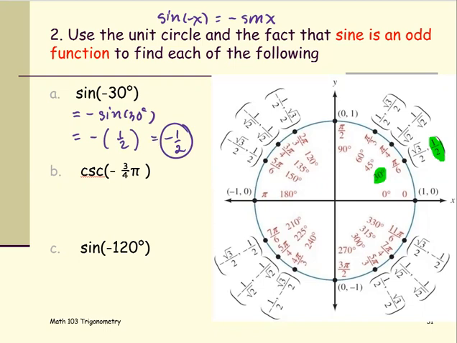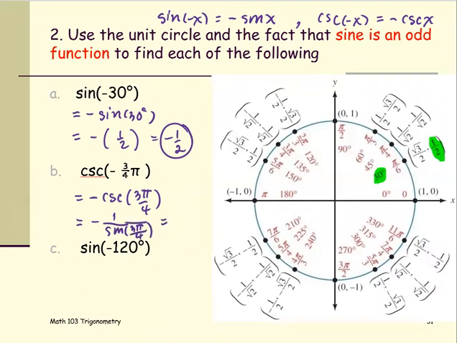Part B, the cosecant of negative 3 pi over 4. Cosecant is the reciprocal of the sine. So then cosecant has the same property as the sine function, or another way we say cosecant is an odd function as well. So cosecant of negative x is the same as negative cosecant x. That means in part B, the cosecant of negative 3 pi over 4 is negative cosecant of 3 pi over 4. And then use the property that the cosecant is the reciprocal of the sine function.